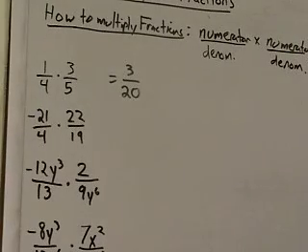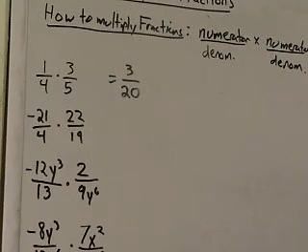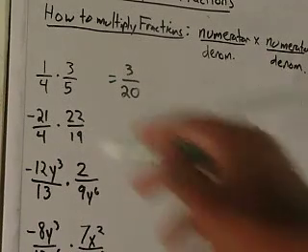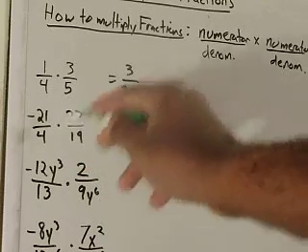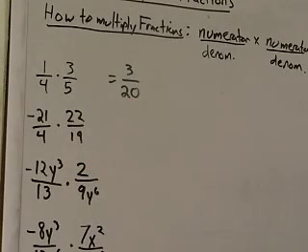Okay, that was pretty simple. Another thing you want to do when you multiply is, if you can reduce before you multiply, then that means you're multiplying by smaller numbers, and that usually makes your life easier. So how about the next one? Negative 21/4 times 22/19. So we look and we see, can we reduce anything?